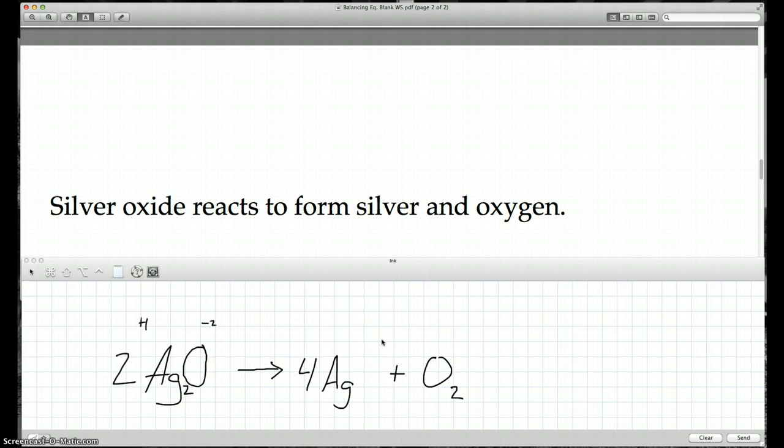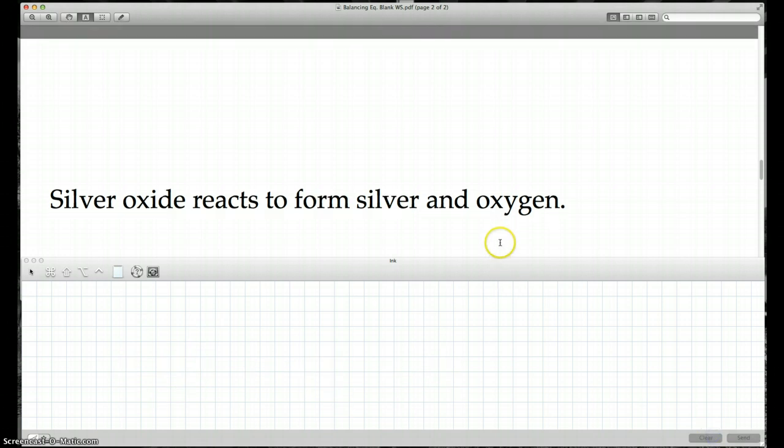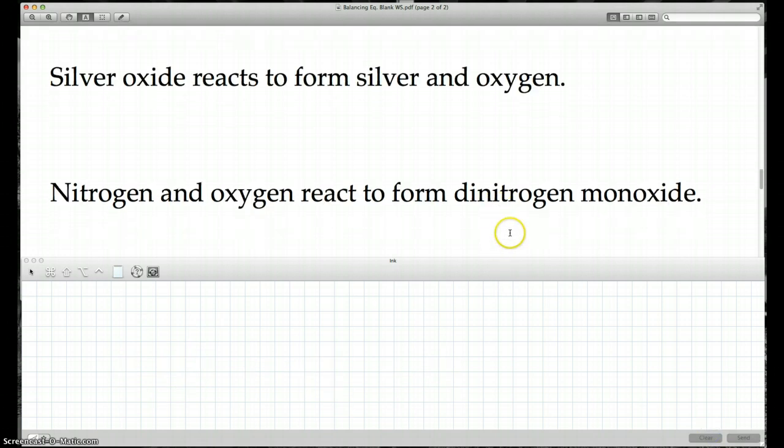So again, you'll need to be able to balance equations that are written out in words. To do that, you've got to write them in symbols first. And when you write out things in symbols, you have to do a switch trick or use the prefixes or check your diatomics. So let's do another example. Nitrogen and oxygen react to form dinitrogen monoxide. So the first thing I want to do is write that out.